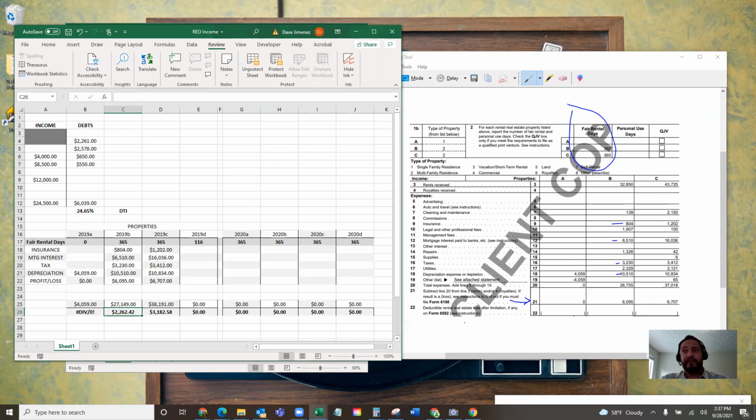Of course, they're going to average it with 2020, 2019 and 2020. I'm doing this video in 2021. Of course, it'll change next year, but at any rate, that should give you an idea of how the underwriter will calculate that income.